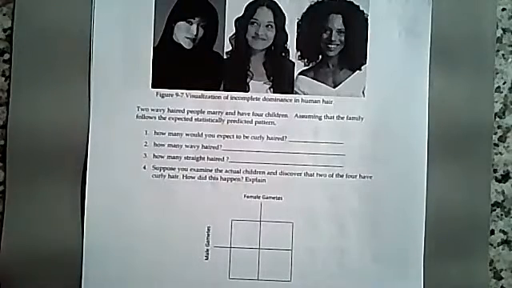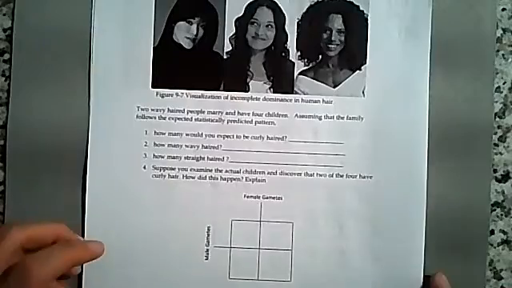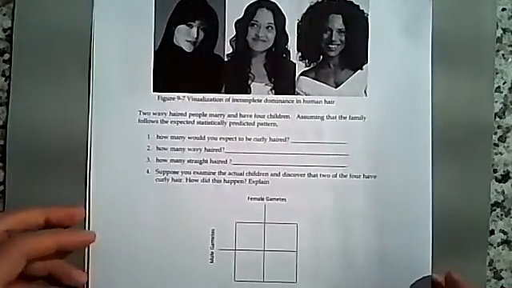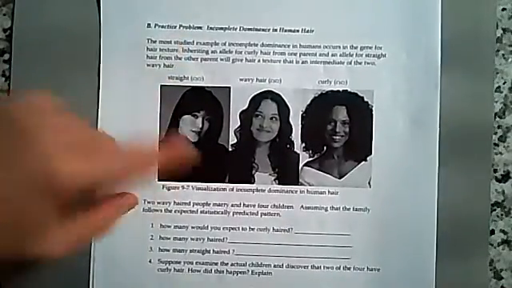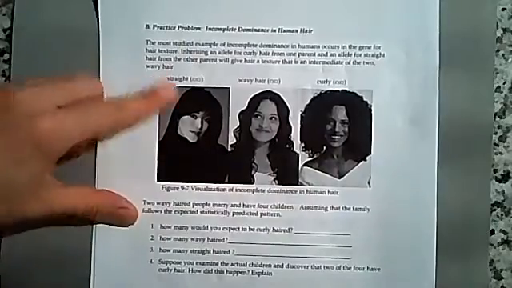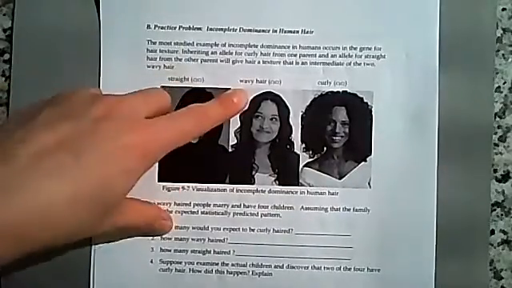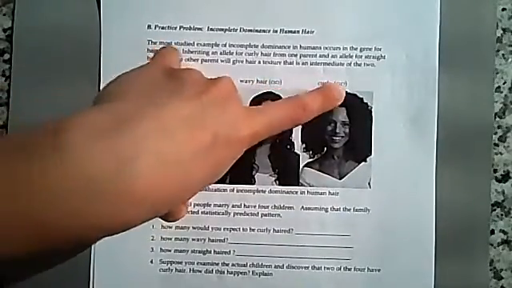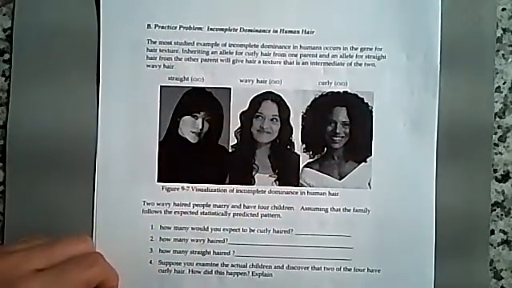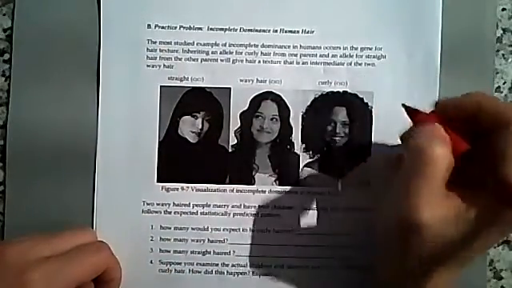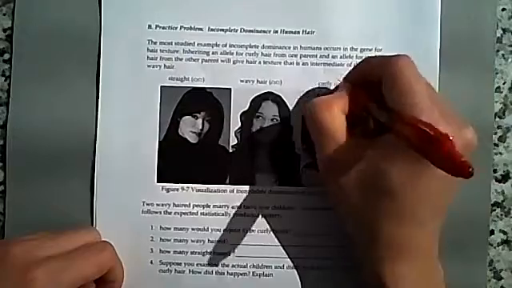Alrighty, so the next practice problem we're going to do is incomplete dominance in human hair. This is the most studied example of incomplete dominance in humans. Inheriting an allele for curly hair from one parent and an allele for straight hair from the other parent will give a hair texture that is the intermediate of the two. Sorry, that was the reading right here at the top. So here's the picture that represents that. There's straight hair, which is C2C2, wavy hair, which is C1C2, and then really curly hair, which is technically C1C1. So make sure that is corrected to C1C1.